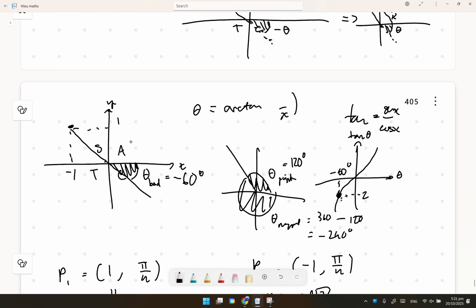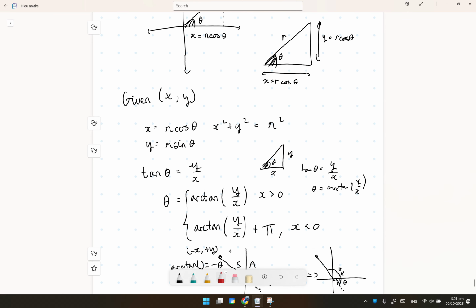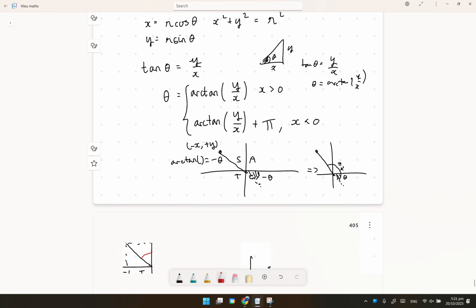So if x was negative, all we want is to get theta bad plus another pi, plus another 180 degrees. So pi equals 180 degrees. So we add another pi, and 180 plus negative 60 is going to be 120, right? And it's this top portion here. So that's the kind of idea. That's why when x is negative, we want a plus pi.